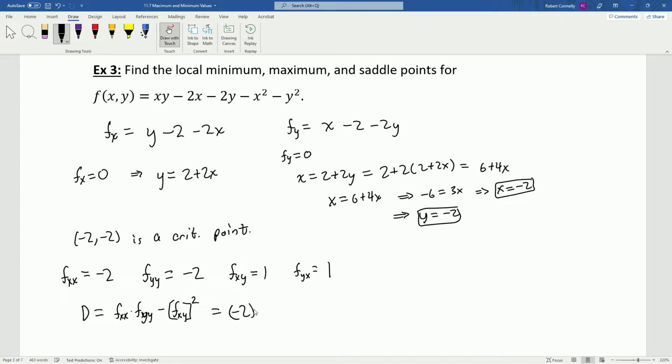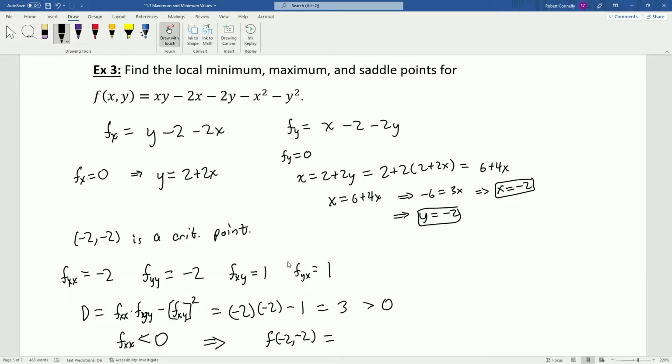So this is negative 2 times negative 2 minus 1 squared. So this is 4 minus 1, which is 3. So d is positive. And what else do we know? We know that the second partial derivative with respect to x is negative. So if d is positive and the second partial derivative is negative, then that tells us this point corresponds to an absolute maximum.